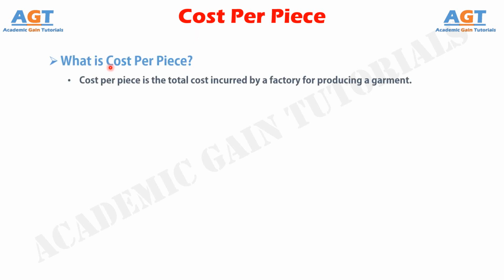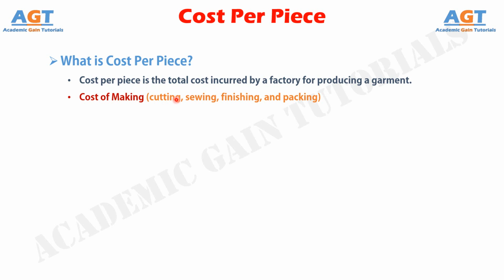Cost per piece is the total cost incurred by a factory for producing a garment. It is a KPI used to monitor profit, loss in order execution. It is highly applicable in factories which are doing job work. In that case, they are paid cost of making, which includes cutting, sewing, finishing, and packing. Trim cost is also included sometimes if the vendor is responsible for ordering trim.